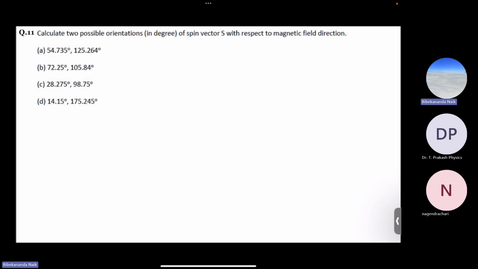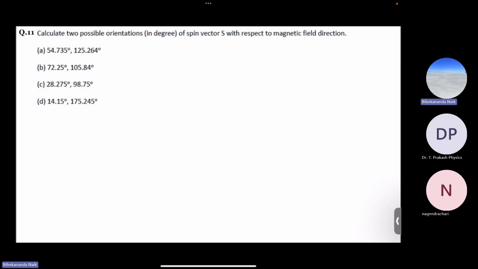Then the last question of today's session: calculate the two possible orientations, in degrees, of the spin vector S with respect to the magnetic field direction. The options are 54.735 degree, 125.264 degree; 72.25 degree, 105.84; 28.275, 98.75; 14.15, and 175.245. So these are the four options.